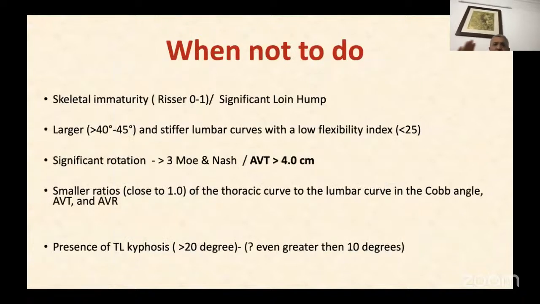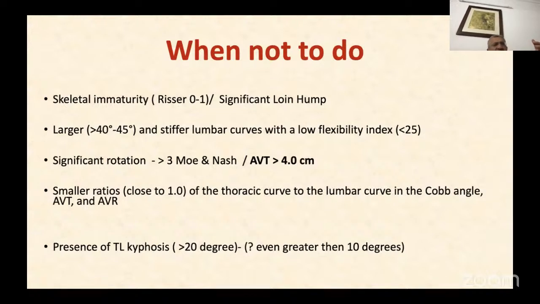Therefore, as I mentioned, when to do, and when not to do. Skeletal immaturity, number one. When there is a significant loin hump. And in the larger lumbar curve, even though it is not structural, if you've got a lumbar curve which is 45 degrees, which is significantly rotated, they are not ideal candidates for a selective thoracic fusion.